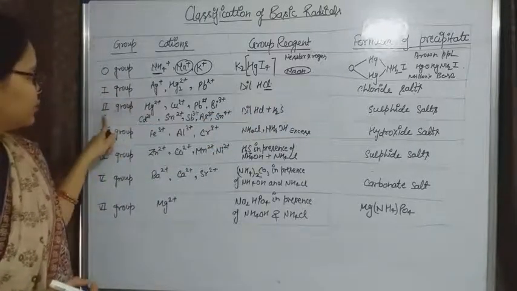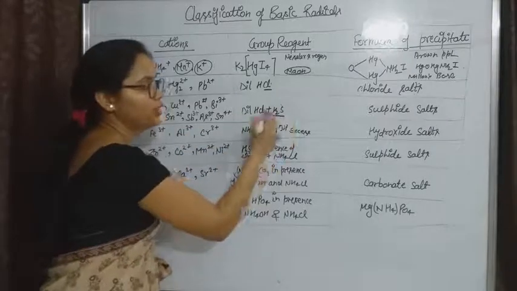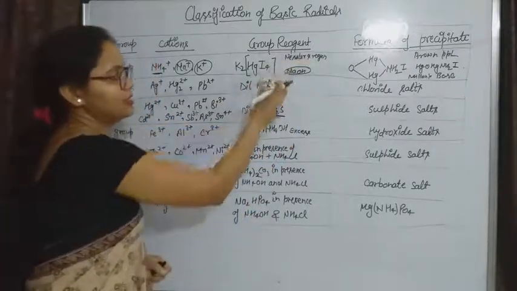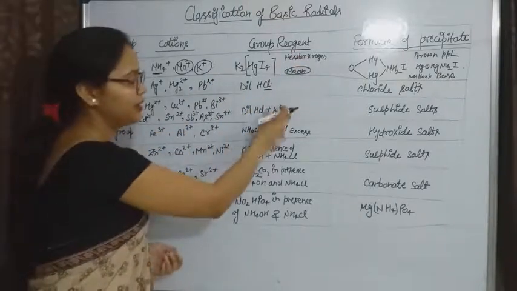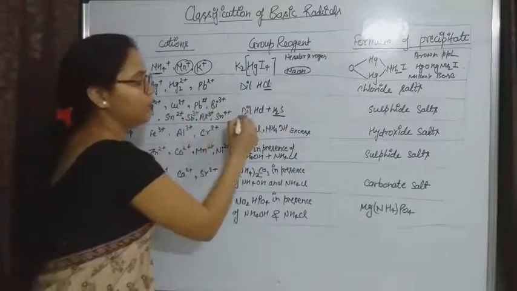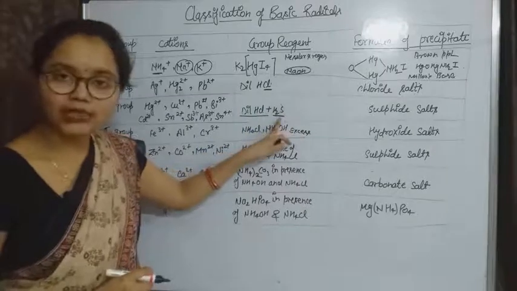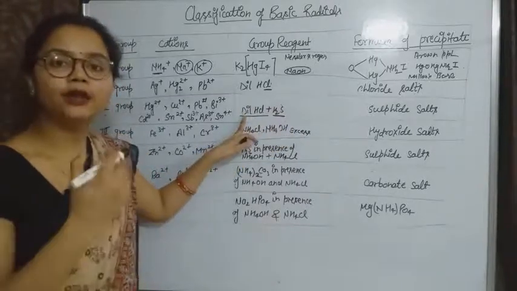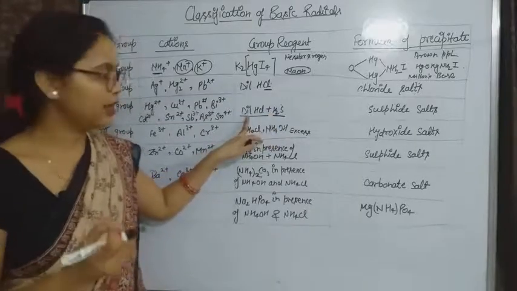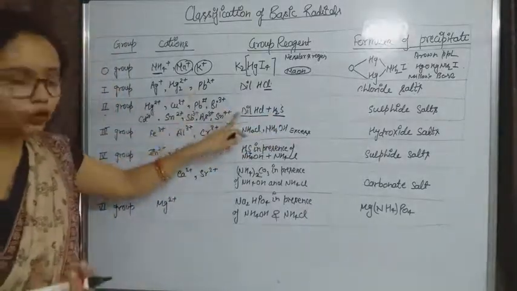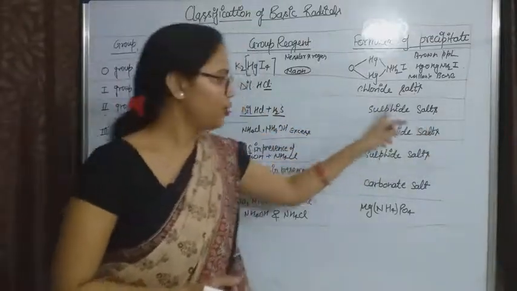Now let's talk about the second group. In second group we have to add H2S. Like Nessler's reagent works in alkaline medium, H2S will precipitate these salts only in acidic medium. So that's why we will pass H2S gas in the presence of dilute HCl, and when you pass H2S in the presence of dilute HCl in the salt solution of these cations, you will get the sulfide salts of these cations.